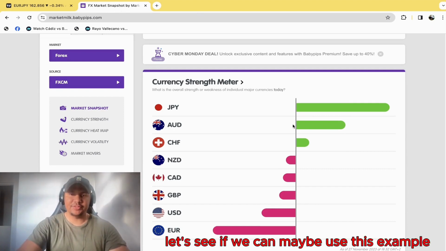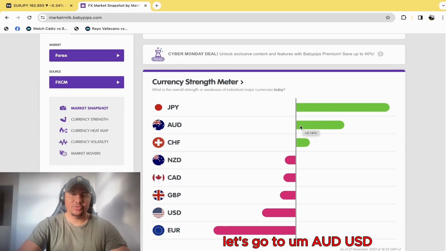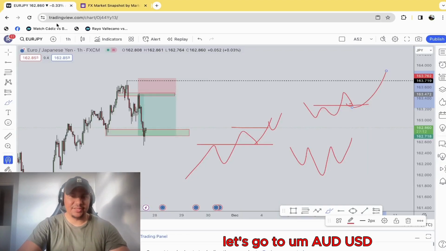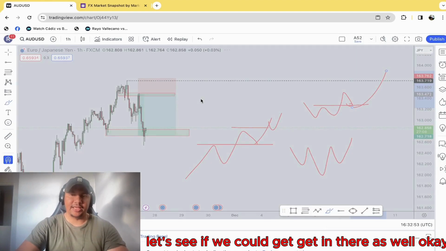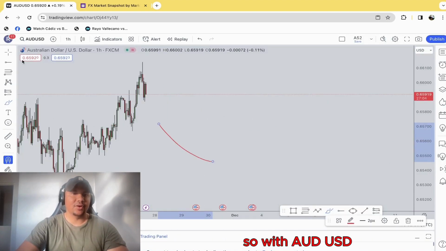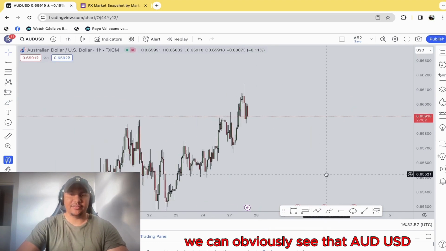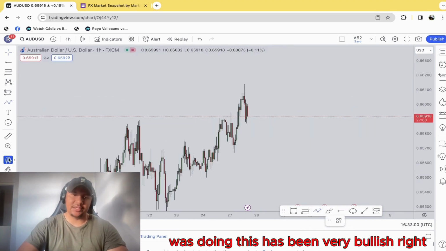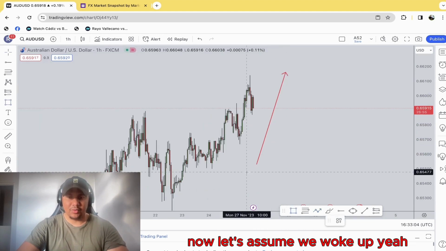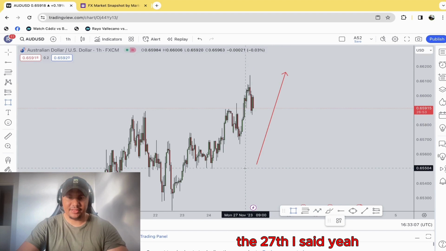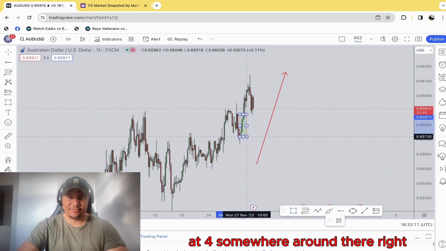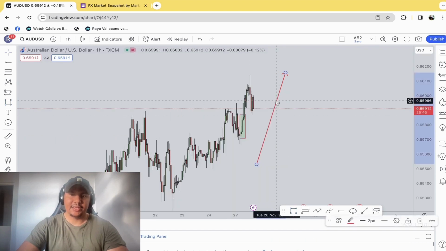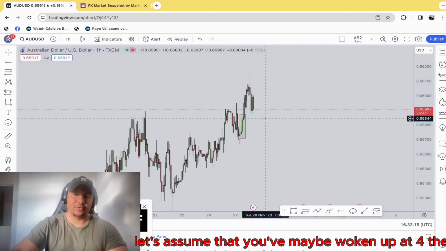Let's see if we can maybe use this example. Let's go to AUD USD. Let's see if we could get in there as well. Okay, so with AUD USD, we can obviously see that it has been very bullish. Now, let's assume we woke up here, the 27th, somewhere around 4, right? Let's assume that you've maybe woken up at 4 there.